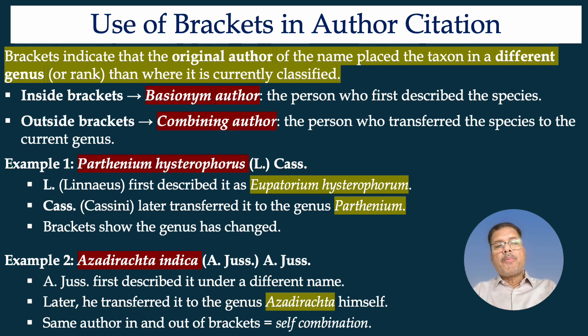For instance, Parthenium hysterophorus: here Linnaeus originally described the plant as Eupatorium hysterophorum, and Cassini later shifted it to the genus Parthenium, which is why the bracket appears. A different situation is seen in Azadirachta indica, where A. Jussieu first described the species under another name and later transferred it to Azadirachta himself. Here, the same author appears both inside and outside the brackets, indicating what is known as self-combination.